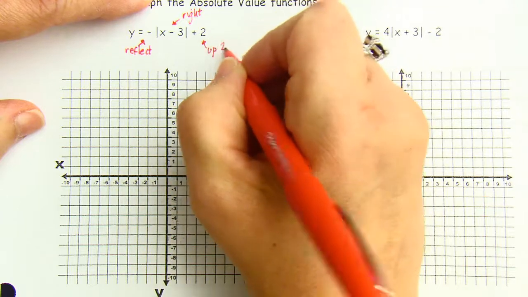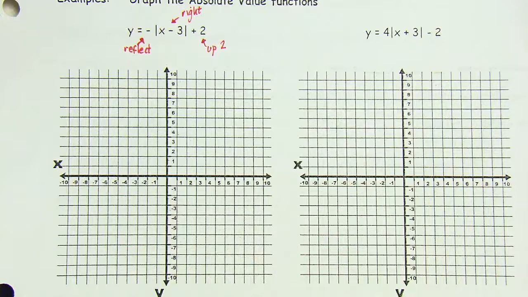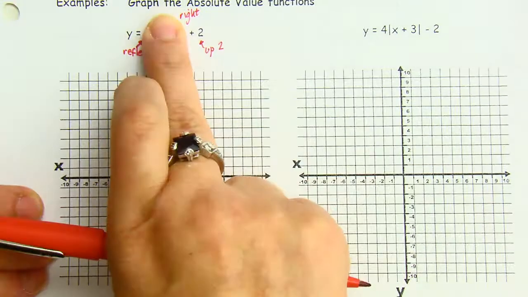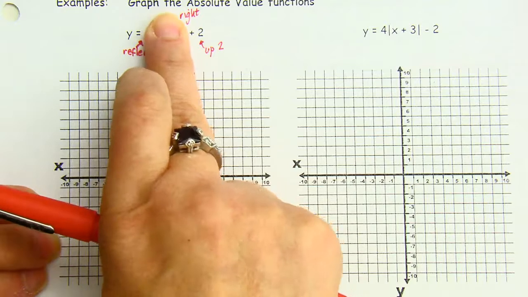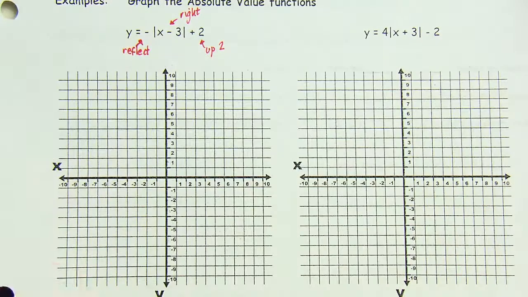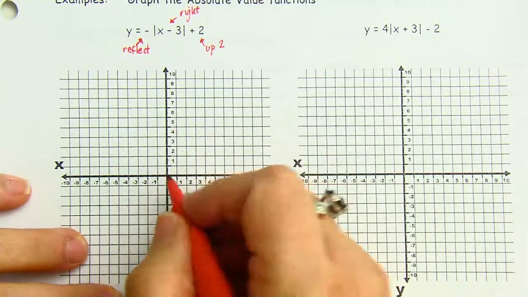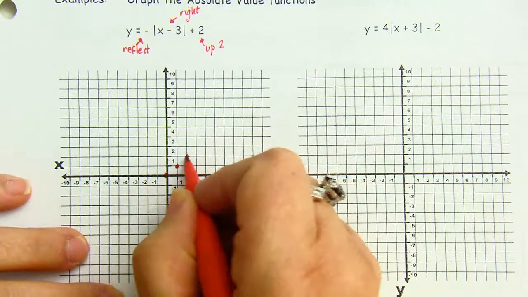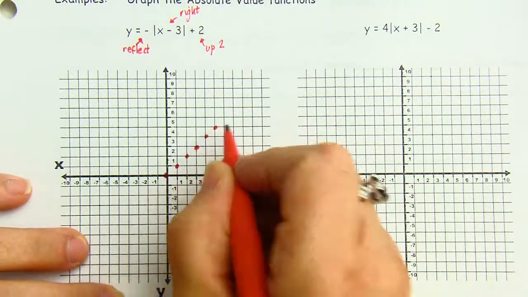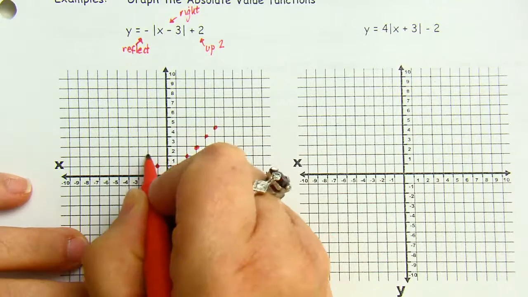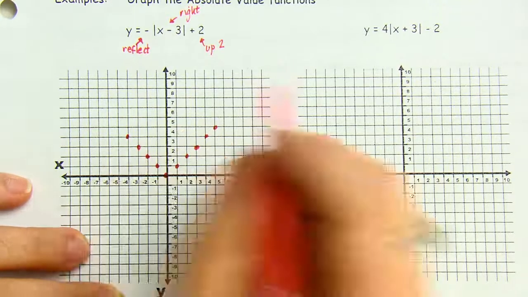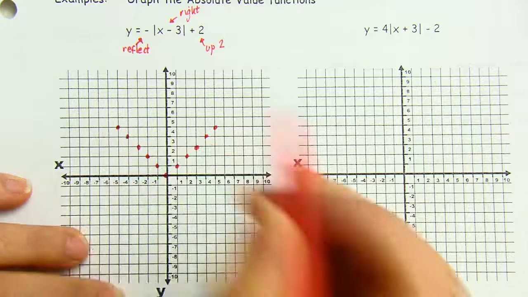Lots of times students get these mixed up. Just remember the little phrase. Inside with x, you move on the x-axis. That's left-right, okay? Outside, away from x, you're moving up or down on the y-axis in the direction of the sign. All right, parent function, just put my little dots. That is the regular old parent function.